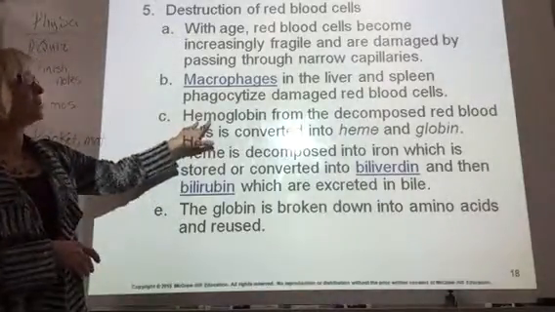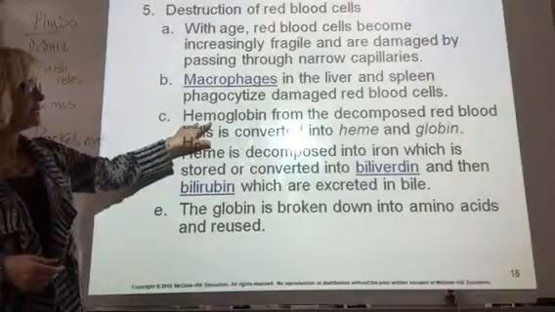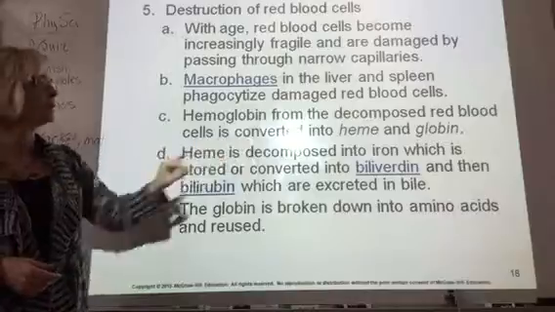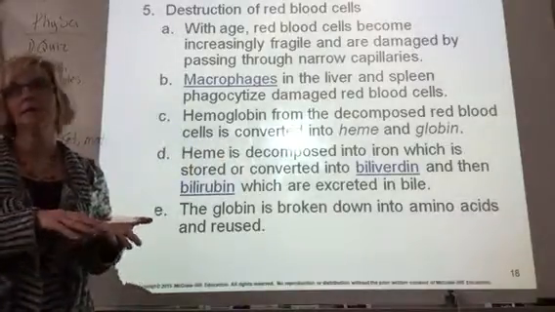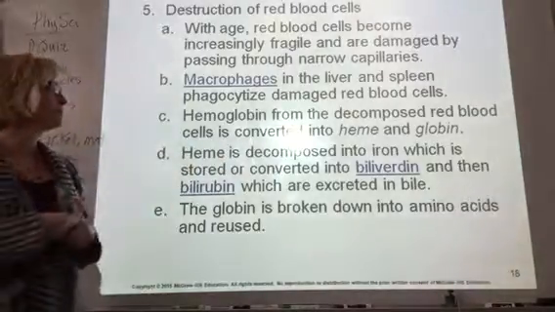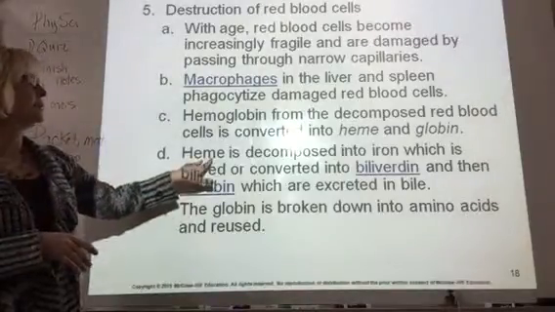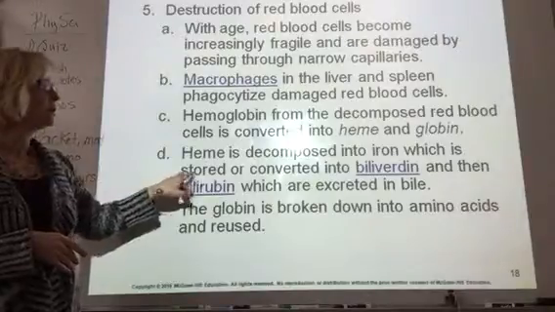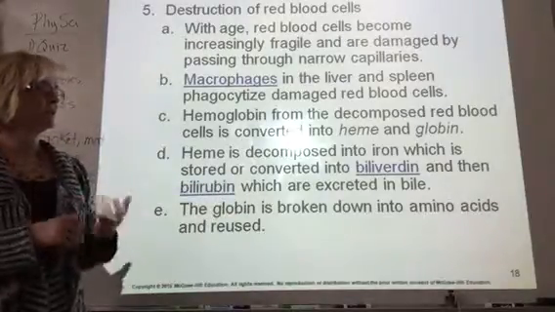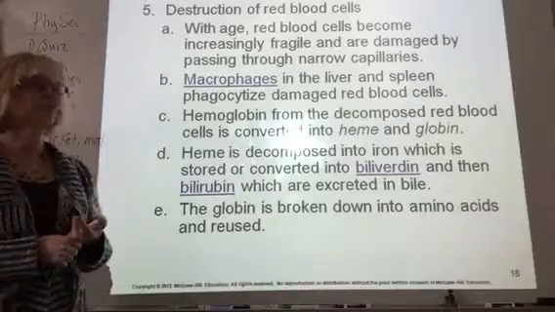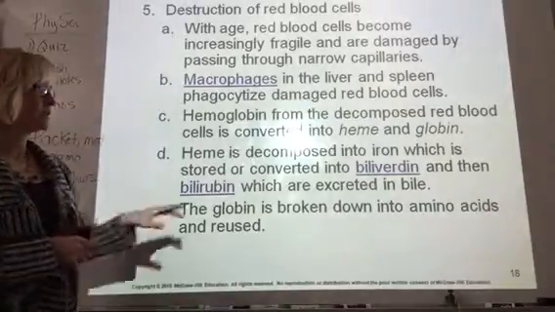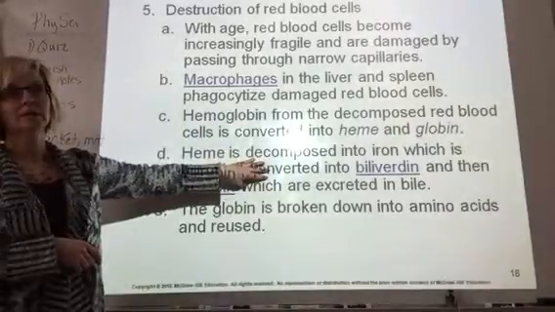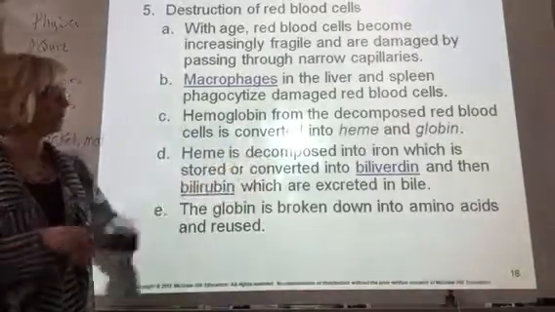The hemoglobin that was on these red blood cells is broken down and broken apart into heme and globin, which are two separate things. Heme is then broken into iron, which can be stored, or it can be converted into biliverdin and bilirubin, and both of those are excreted in bile. Both of those are broken down in your liver, and then they can go to your gallbladder.